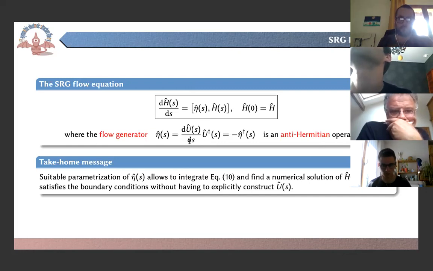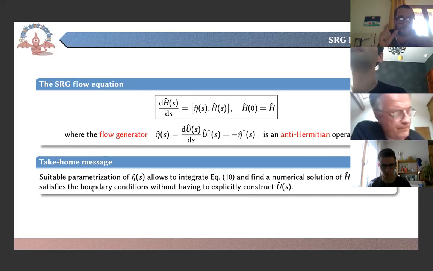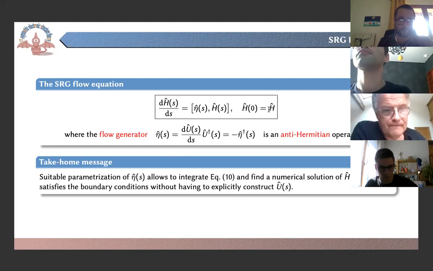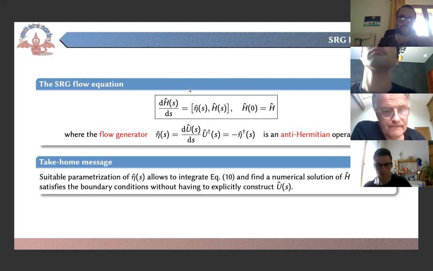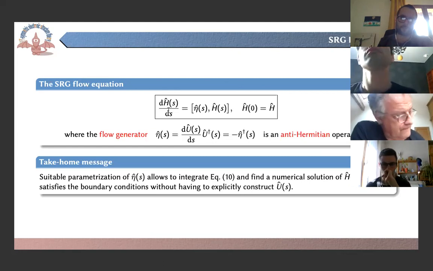Okay. So the take-home message that I wrote in the little box is that you can find suitable parameterization of eta to allow numerical integration of this guy, in practice. And so you're going to be able to find a numerical solution of H of S that satisfies the boundary condition without having to explicitly construct the transformation U of S. Okay, so that's the idea.